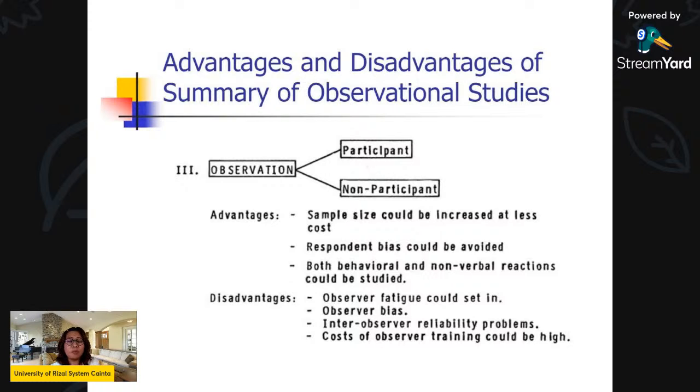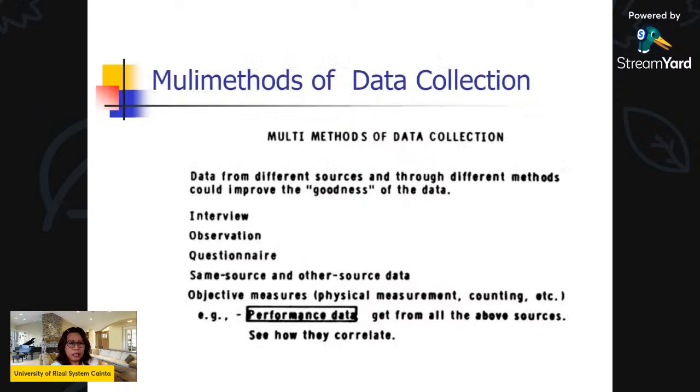Number two, observer bias. Pwedeng maging bias yung mga collection of data na gagawin natin. Number three, observer reliability problems or inter-observer reliability problems. Minsan kasi pag meron tayong inassign na observer, minsan sila yung nagiging particularly problem. Hindi level kasi hindi sila nag-o-observe ng maayos. And then the last disadvantage is the cost of the observer training that could be high. So yun yung advantage and disadvantage in having a summary of observational studies.